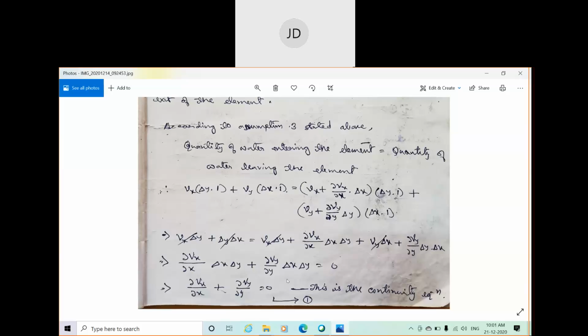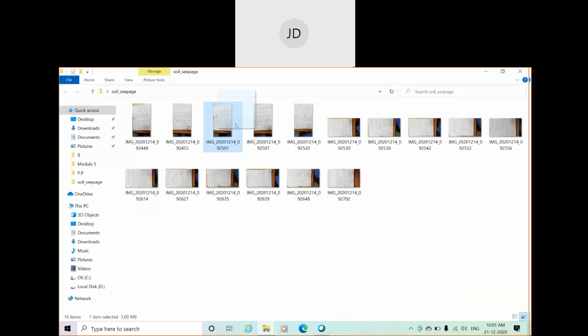This particular equation is generally known as the continuity equation. This is a very general equation. You may have already seen this in the hydraulics chapter or hydraulics subject. Fine. So this is your continuity equation. Okay, next, let's go to the next.